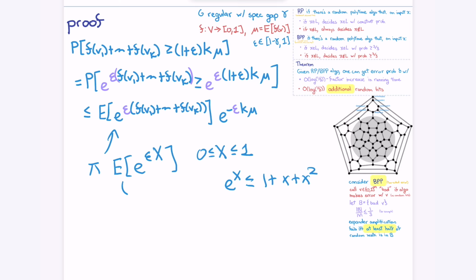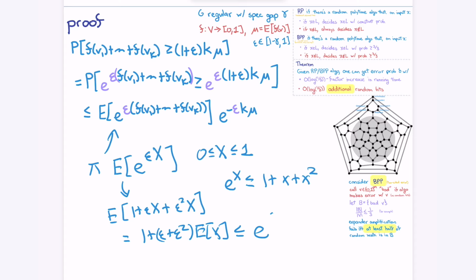Okay, so this will become at most expected value of 1 plus epsilon x plus epsilon squared x squared, although x squared is bounded above by x. Okay, and then you'll get something like 1 plus expected value of epsilon plus epsilon squared, expected value of x. Okay, and you'll get it back into the exponent, something like e to the expected value of x.